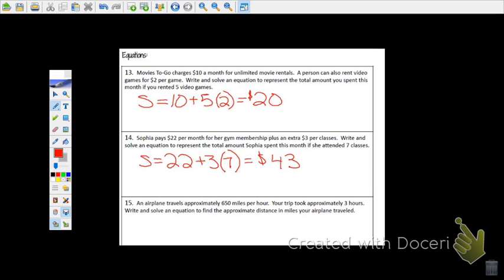And then the last one, an airplane travels approximately 650 miles per hour. Your trip took approximately 3 hours. Write and solve an equation to find the distance in miles your airplane traveled. So distance is the rate, 650, times time of 3 hours, which gives us 1,950 miles.